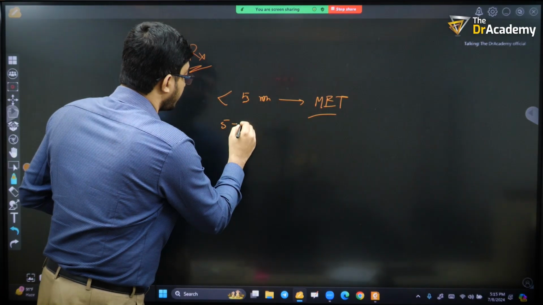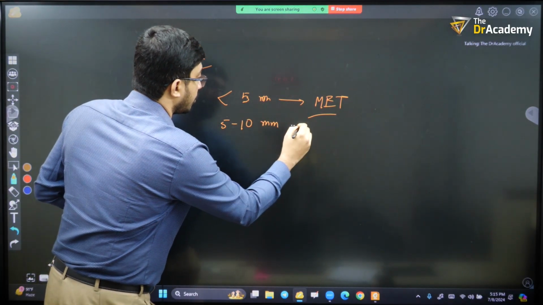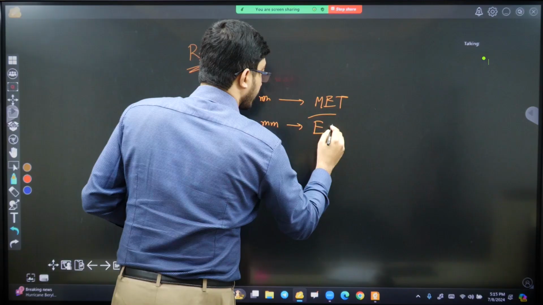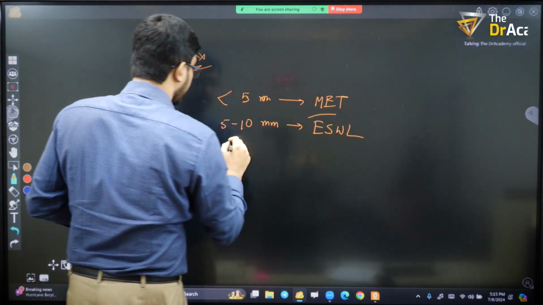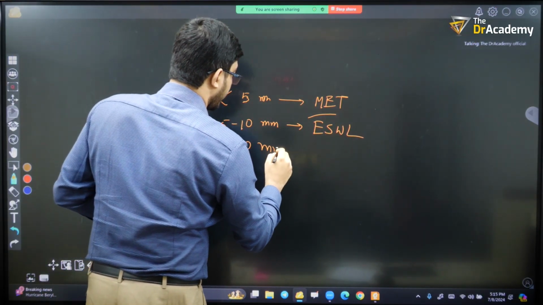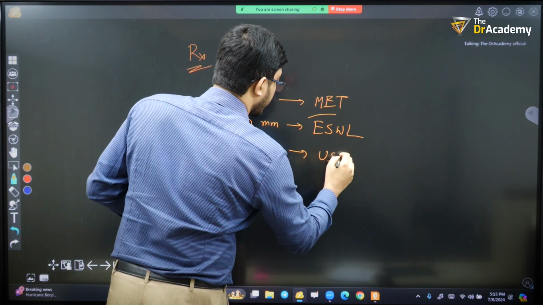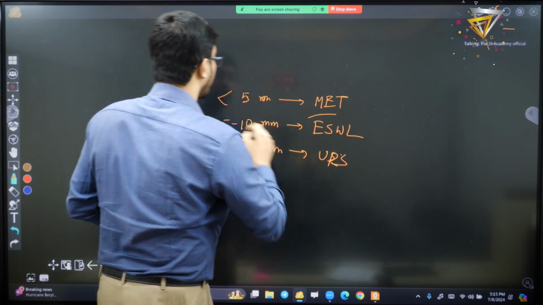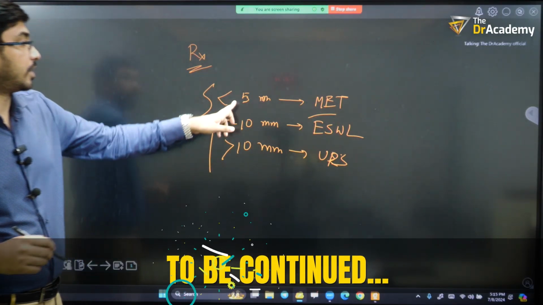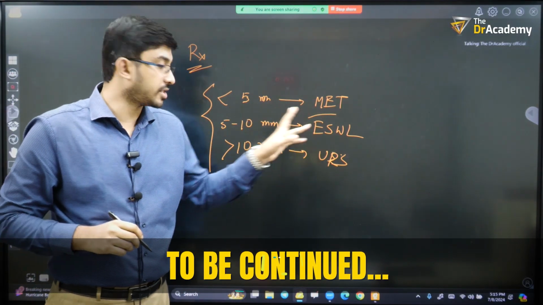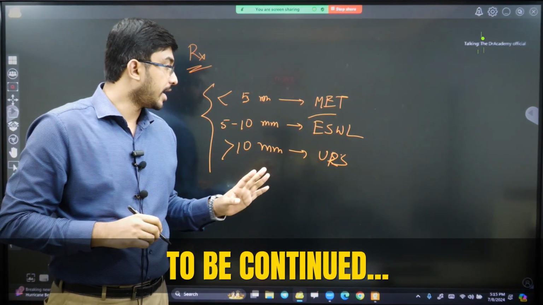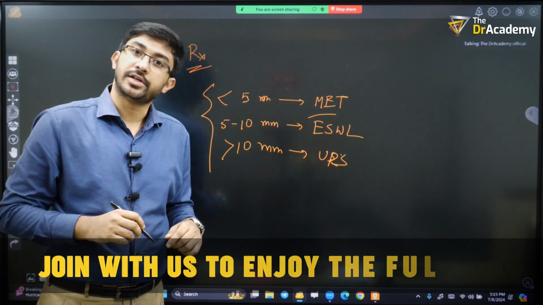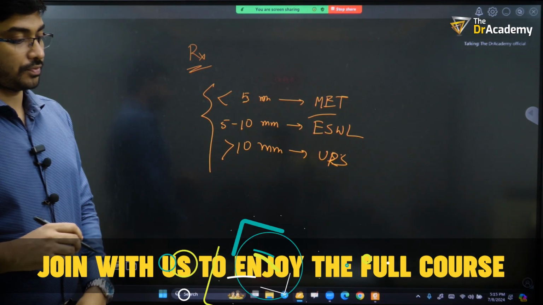If it is 5 to 10 millimeter, we go for lithotripsy, that is ESWL. And if it is more than 10 millimeter, we go for ureteroscopic removal of stone. So this is the treatment of ureteric stone. Less than 5 millimeter, medical expulsion therapy. 5 to 10 millimeter, SWL, and more than 10 millimeter, ureteroscopic removal of stone.